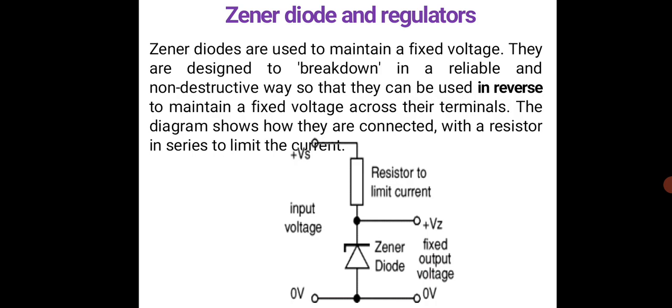So you could see here a Zener diode, which will have a fixed output voltage. Some input voltage is given, so there is some resistor to limit the current. So the voltage is kept constant during the breakdown, whereas the current keeps increasing.